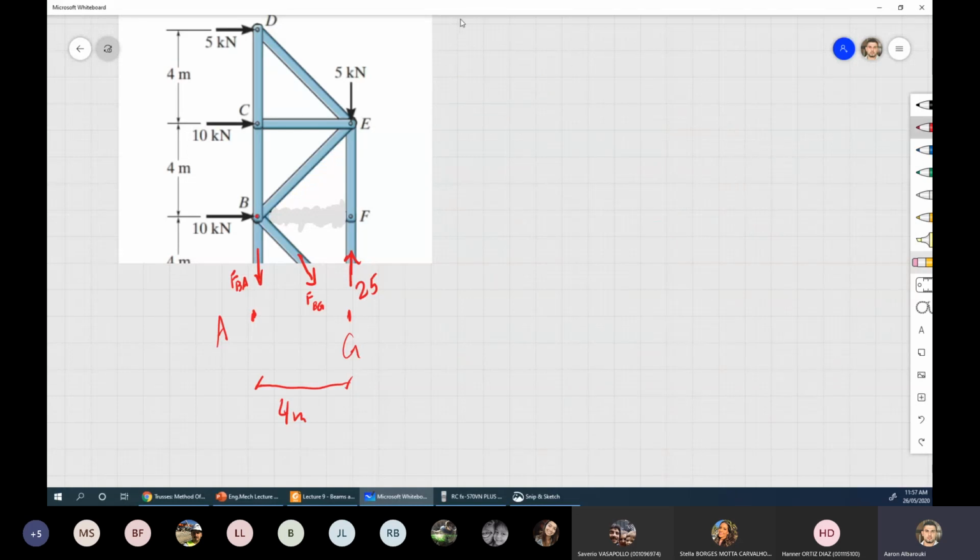Now the second one, we need to find FBG. That's what mainly we want to find. So if I take a moment around point A, sigma MA, positive clockwise, equals to 0. What do we have there? We've got the 25 kilonewton we just made here, around point A, that's a distance of 4 meters, counterclockwise, negative, multiplied by 4 meters.